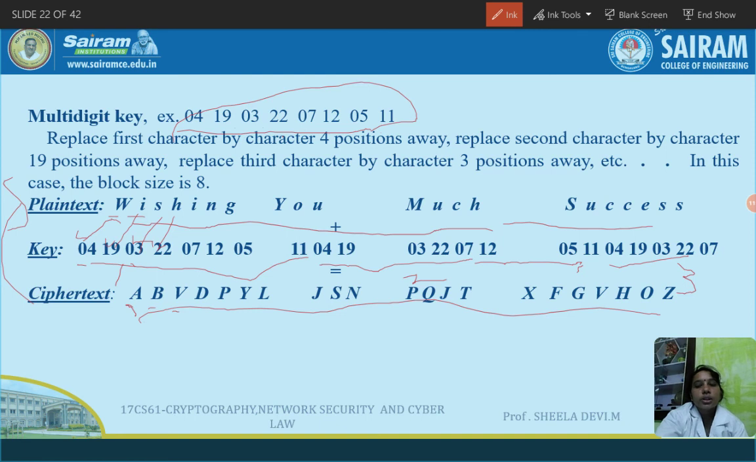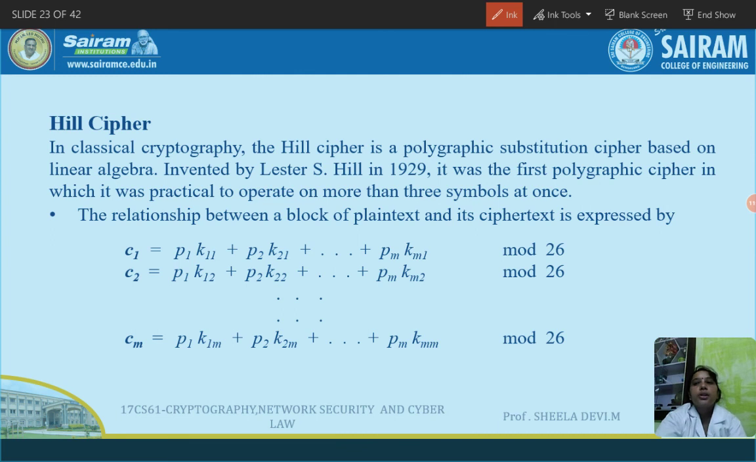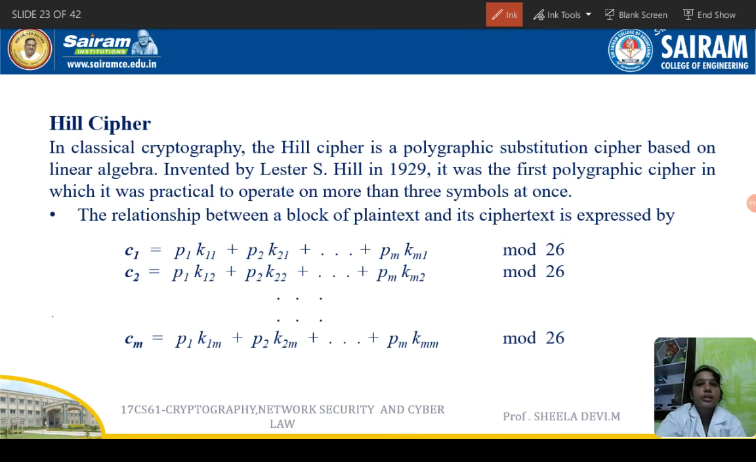Next we'll move on to the technique called the Hill cipher, which is also very easy. In the Hill cipher, this is a classical cryptography technique invented by the scientist Lester Hill. It's a polygraphic substitution cipher based on linear algebra. Here you are going to use matrix multiplication. We have to take the plain text and multiply it with the key, then do mod 26. That will be the ciphertext. So we'll see some examples.